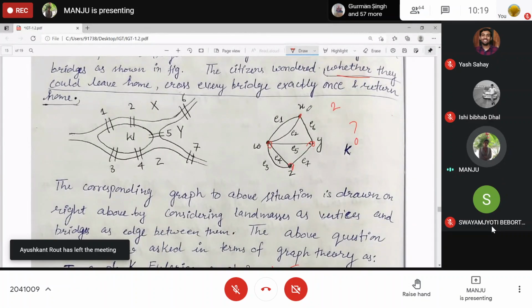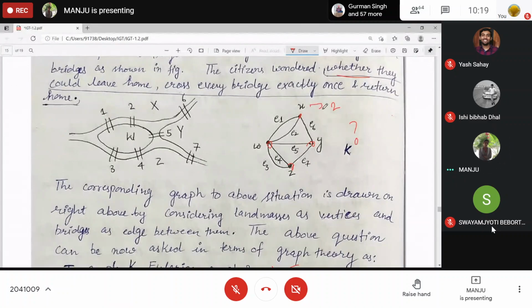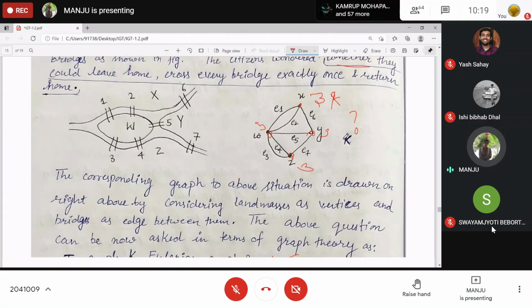All odd degree. Degree of x is 3, degree of y is 3, degree of z is 3, and degree of w is 5. So we don't have exactly two odd vertices. That's why no Eulerian trail exists.